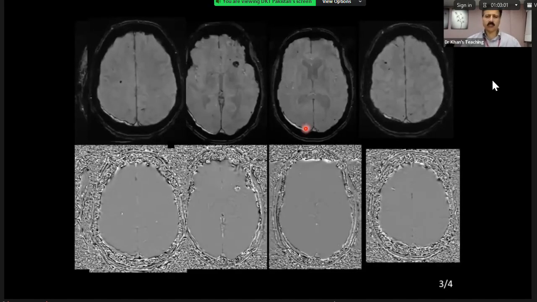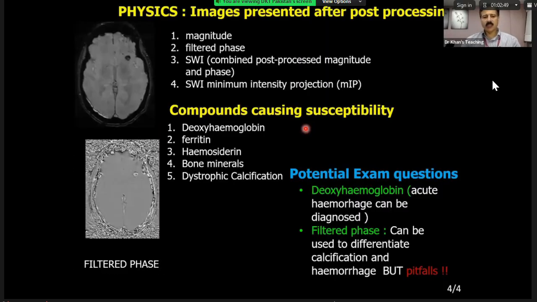Now, this case, I am just showing you for interest, and I'm not going to teach you. I believe it's a bit beyond FRCR 2B. A theoretical question can arise is about SWI sequence, where please remember, compounds causing susceptibility include all of these things: hemorrhage, as well as iron, as well as hemosiderin, deoxyhemoglobin is acute hemorrhage, minerals, and calcification.